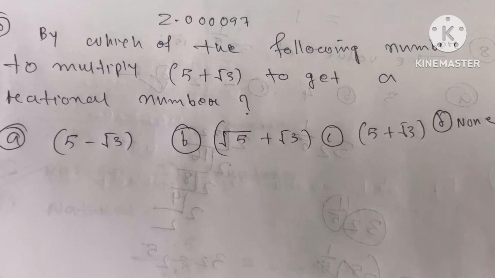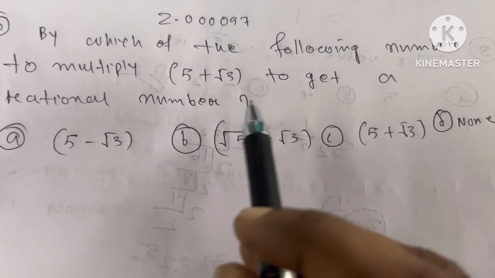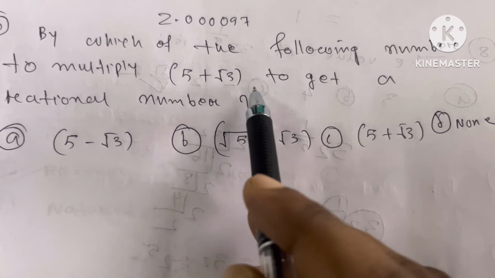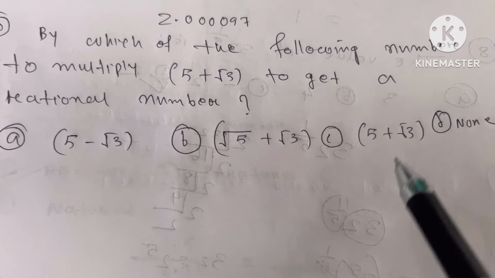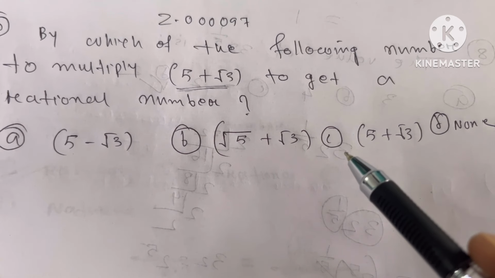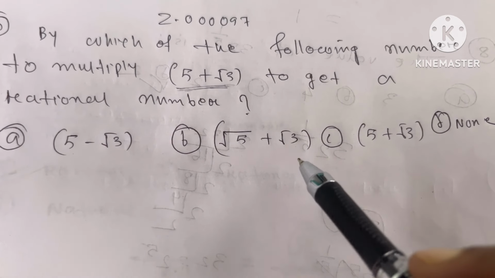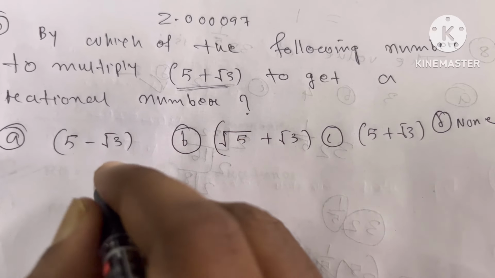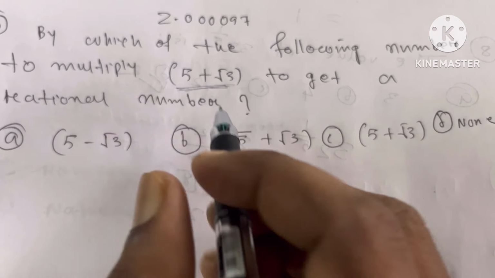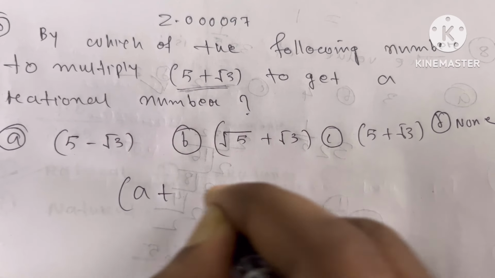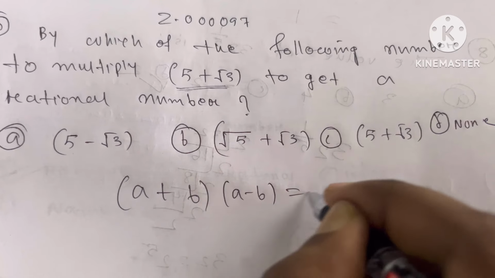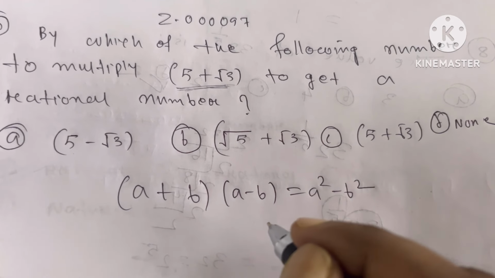So question number 10. By which of the following numbers do we multiply 5 plus root 3 to get a rational number? That means you want to convert 5 plus root 3 into rational form. How do you convert it? For converting this type of number to rational form, we can use (a plus b) into (a minus b). (a plus b)(a minus b) means a square minus b square, so we'll use the conjugate form.